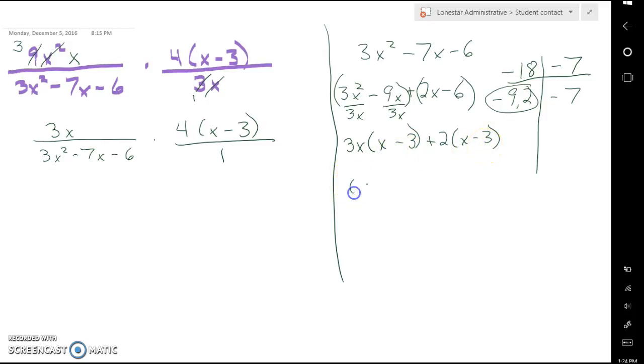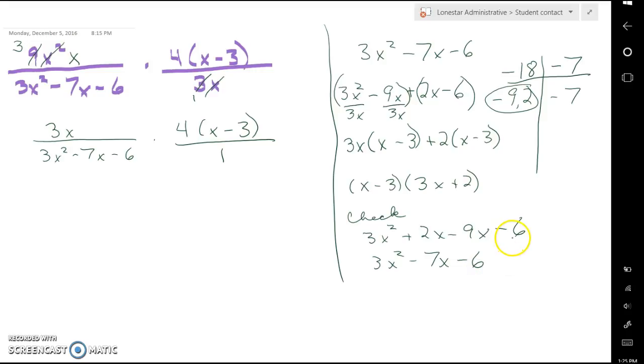Okay, now I have x minus 3 in parentheses. That's my new common factor, so I pull that out. That's one group, and then I multiply that by what's left. You should always have a binomial times a binomial at this point. We can check that with FOIL, and we get 3x squared plus 2x minus 9x minus 6, which is 3x squared minus 7x minus 6, which is what we started with.